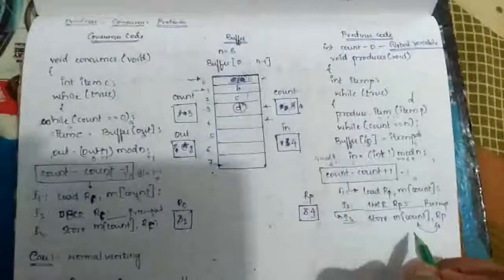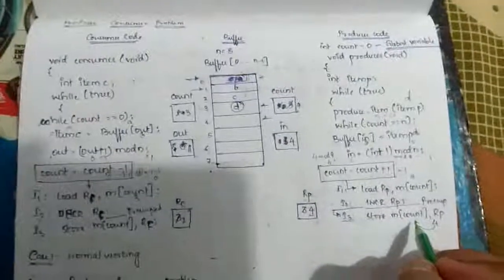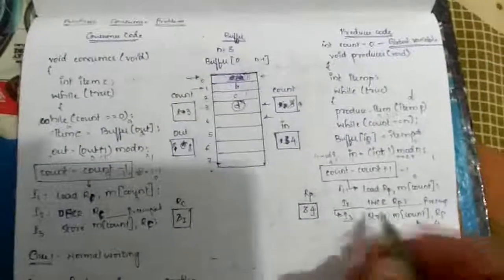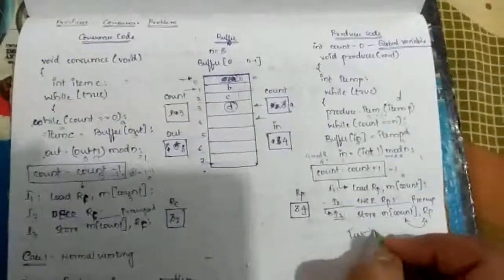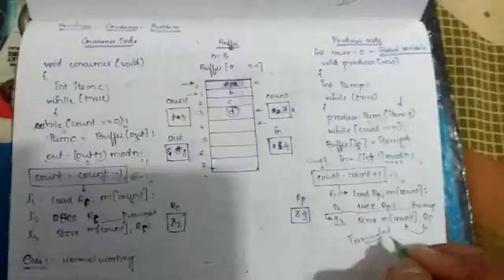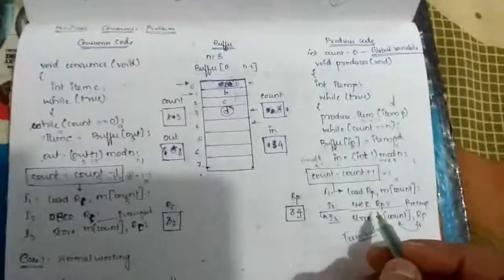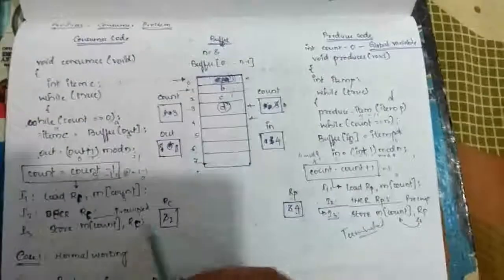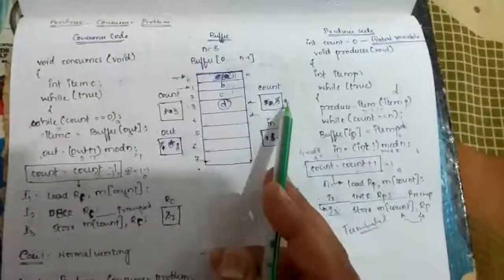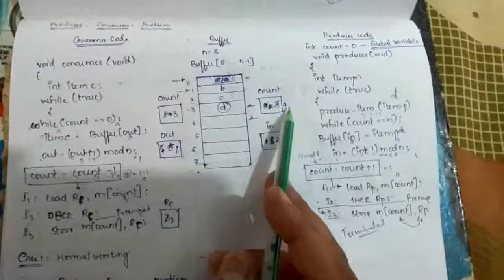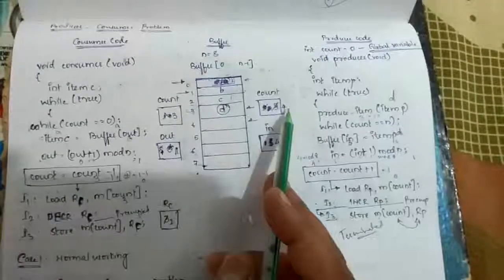Okay, and thus now after this, who is waiting? So this process completely got executed. This process got terminated. Once this process got terminated, who is the remaining process here? It is the consumer process. Now, what is the updated value of count? Here it was updated as 4.